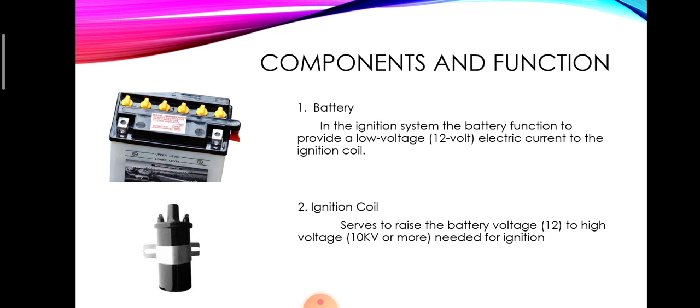Components and functions. Component 1. Battery. Function: to provide a low voltage 12 volt electric current to the ignition coil. Component 2. Ignition coil. Serves to raise the battery voltage of 12 volts to the high voltage of 10 kV or more needed for ignition.